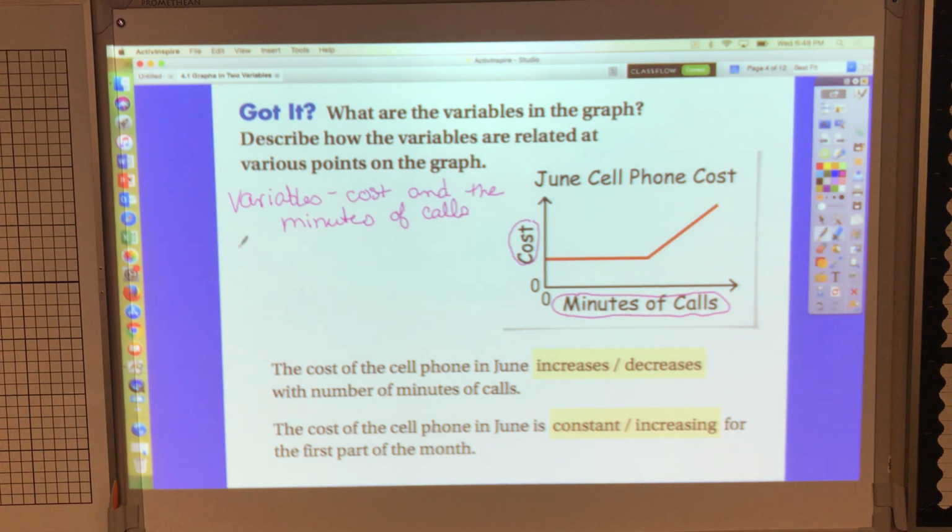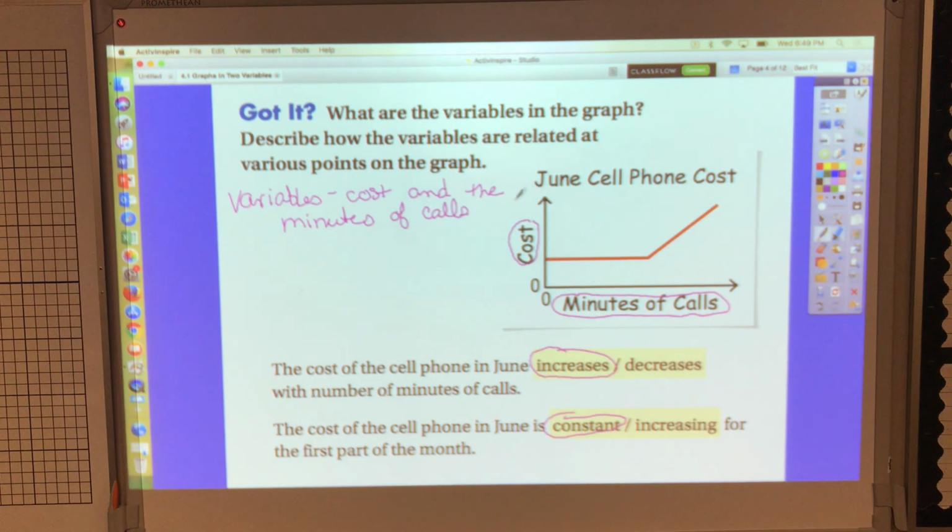To help us describe that, the cost of the cell phone bill in June, because it's only talking about June, increases or decreases with the number of minutes of calls. If I look at this, here the cost is staying the same, but at the end, it's going up, which means our cost is increasing. Second question: the cost of the cell phone bill in June is constant or increasing for the first part of the month? If I look here, this cost is not changing, so that means it's constant.